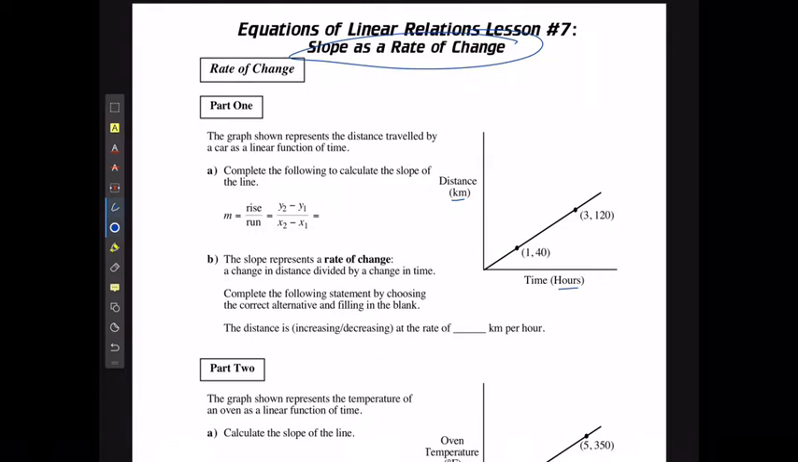If I want to calculate the slope of the line, then I'm going to take the y value of 120 and put the x value of 3 beneath that because they're from the same coordinate. And I'm going to subtract from that the y value here, which is going to be 40, minus the x value, which is going to be 1. And that's going to give me 80 over 2, which gives me a slope of 40.